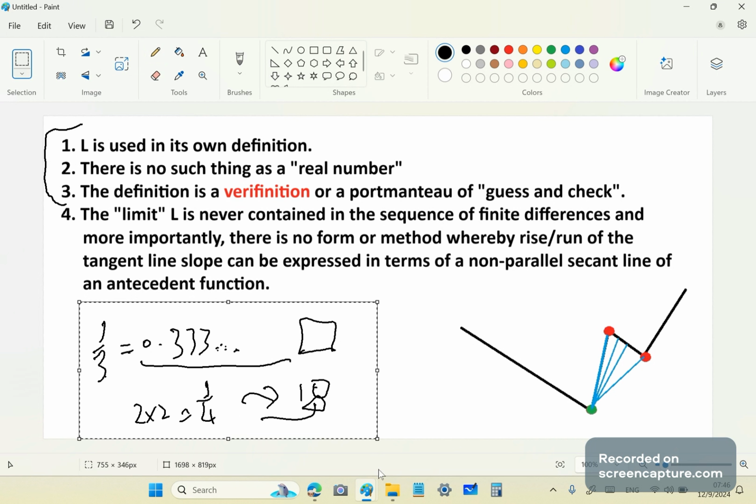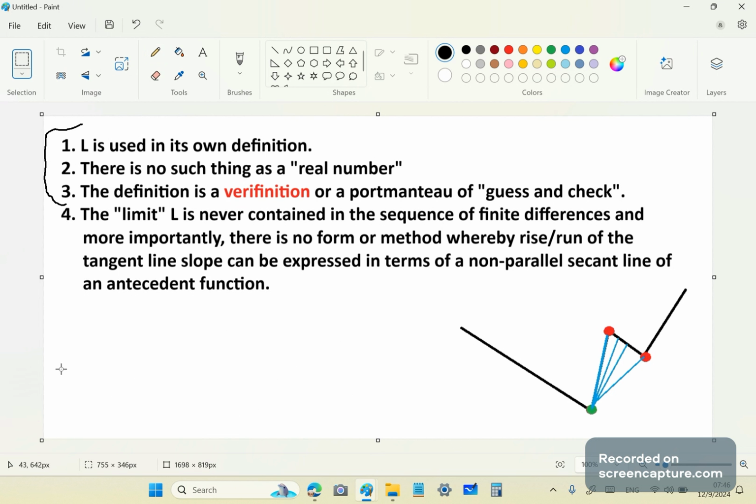Okay, now today I'm going to deal with the fourth reason, which is simply this, that the limit L is never contained in the sequence of finite differences. And more importantly, that there is no form or method whereby the rise over run of a tangent line slope can be expressed in terms of a non-parallel secant line. What does that mean? That means that if you have a curve like this and a tangent line like that, it doesn't matter how many secant lines you use.